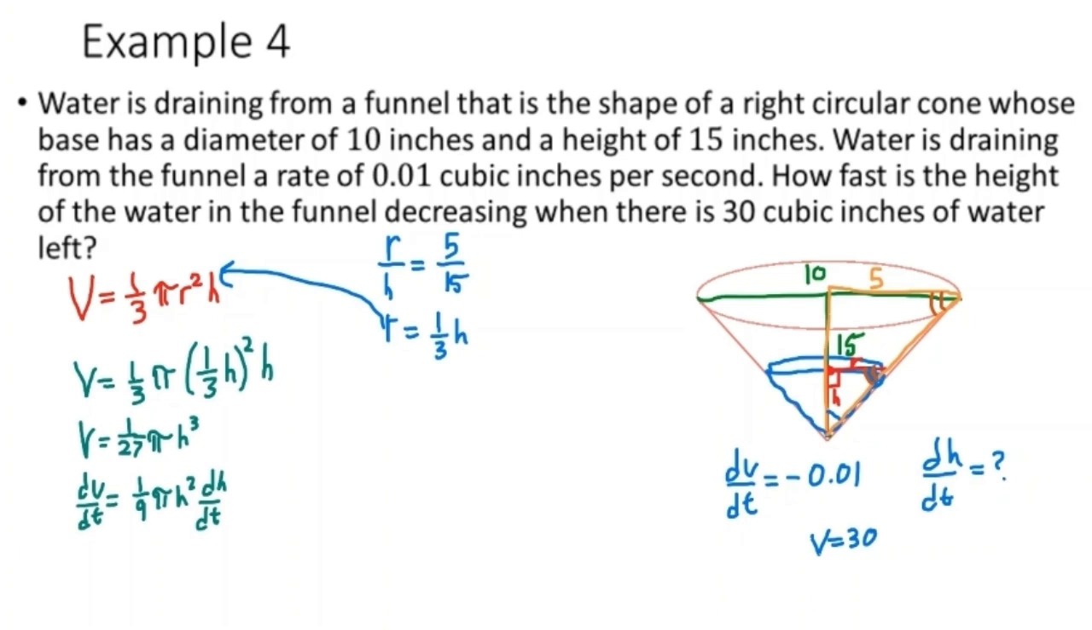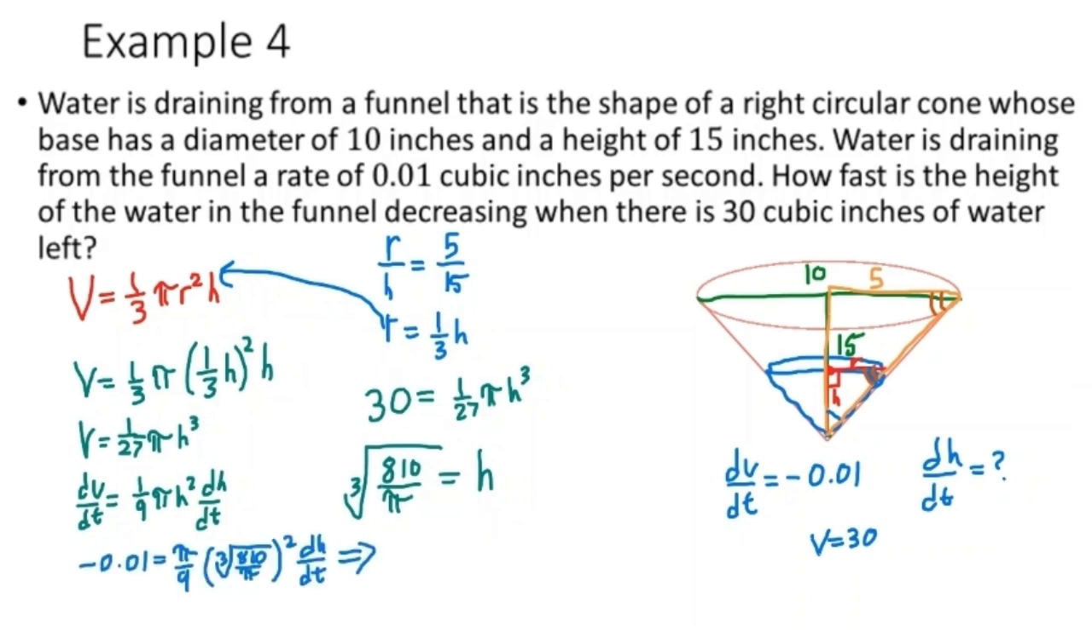So we were able to reduce the number of variables for the dV/dt formula from 4 down to 2, which would be the h and the dh/dt. But I still don't know h. Since we have volume completely in terms of h, we can now use that formula to solve for h. V is 30, and we have that 30 equals 1/27 pi h cubed, which means h equals the cube root of 810 over pi. Now we can set up our equation to solve for dh/dt in our volume equation.